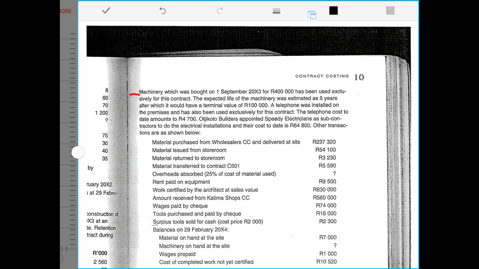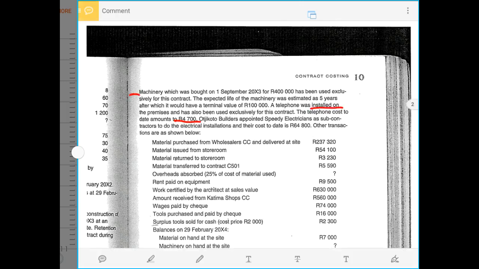A telephone was installed on the premises and has been used exclusively for this contract. The telephone cost to date amounts to 4,700. So now this is the cost of the telephone, which we already know will be recorded on the debit side of the contract account.